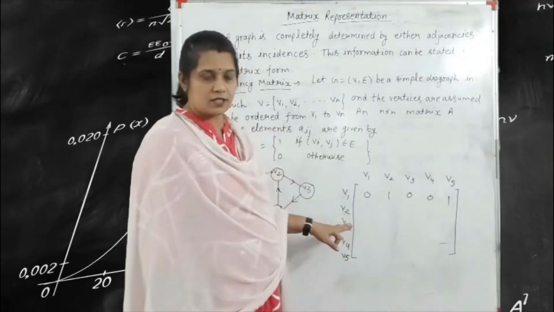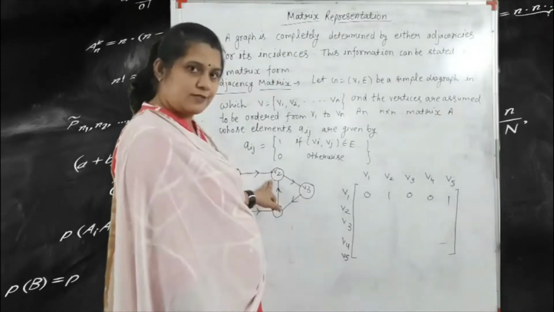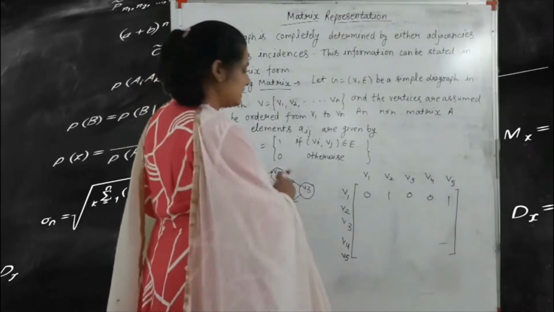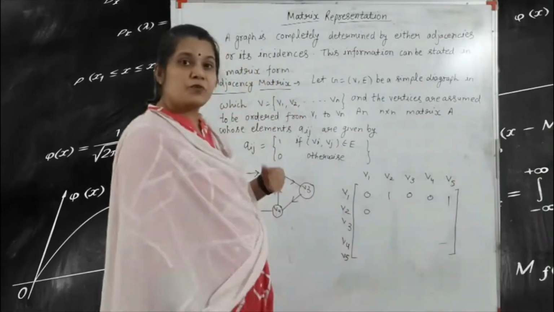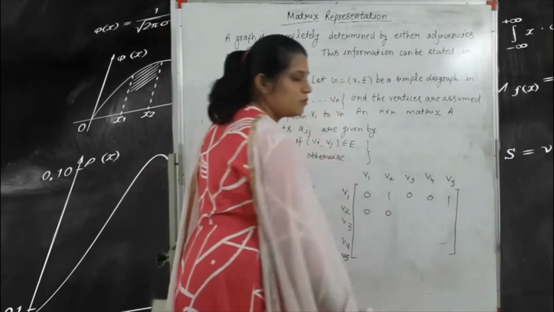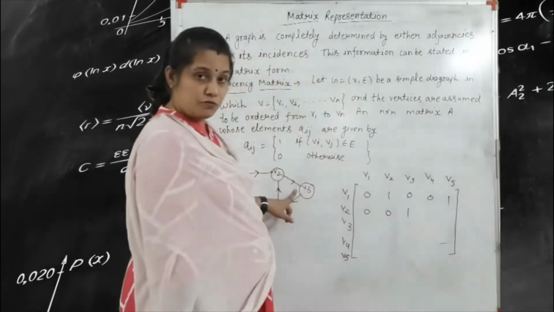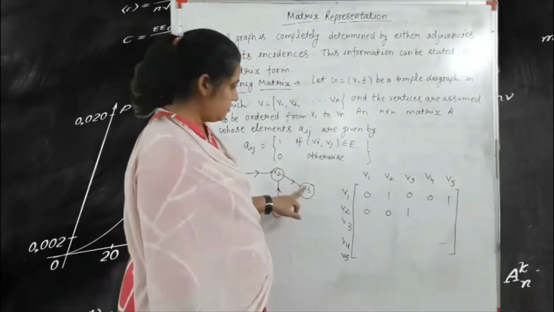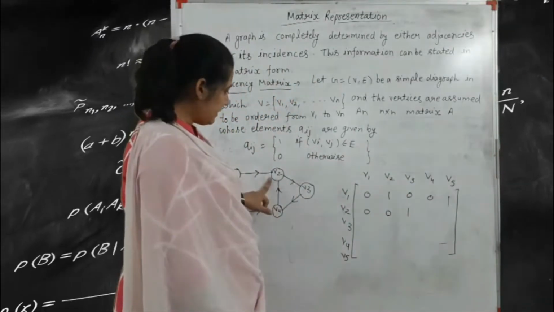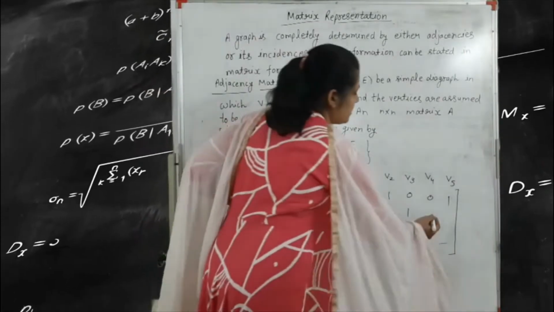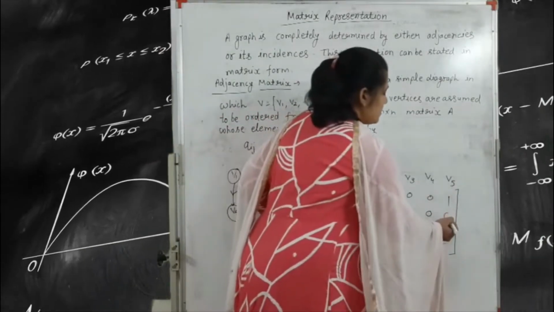Next is V2. V2 to V1: the direction is V1 to V2, so we write 0. V2 to V2, obviously 0. V2 to V3, yes, directly connected, so 1. V2 to V4, but the direction is not V2 to V4, so 0. V2 to V5, 0.